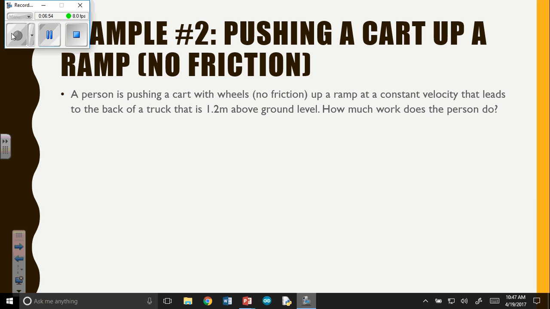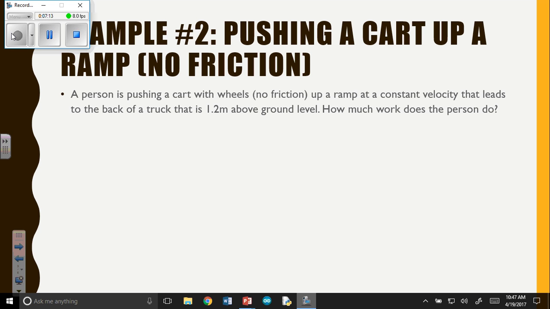Okay, example number 2 here. All right, let's push a cart up a ramp with no friction. So let's say we have a person pushing a cart, and it has wheels, so it doesn't have any friction involved. They're pushing it up a ramp at a constant velocity that leads to the back of a truck that's 1.2 meters above ground level. How much work does this person do?